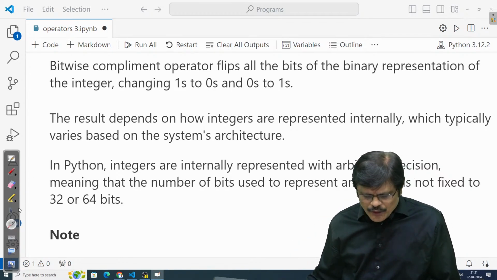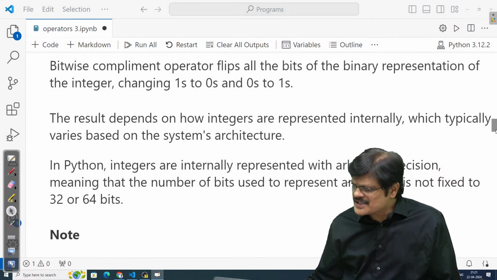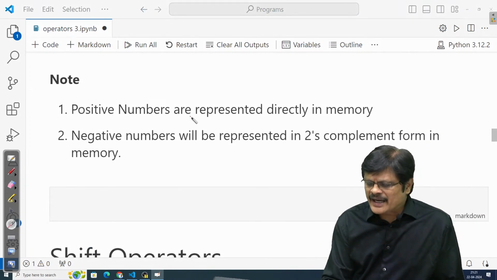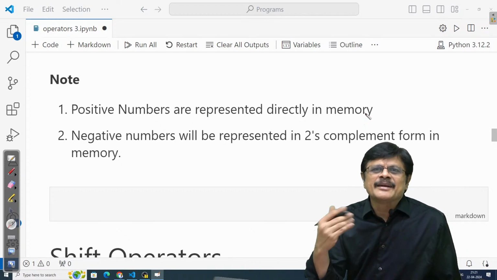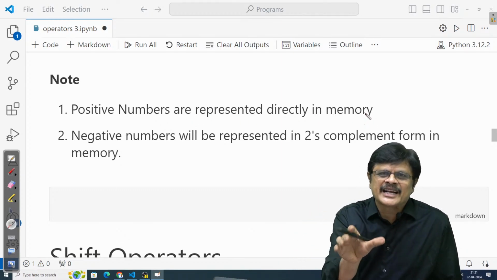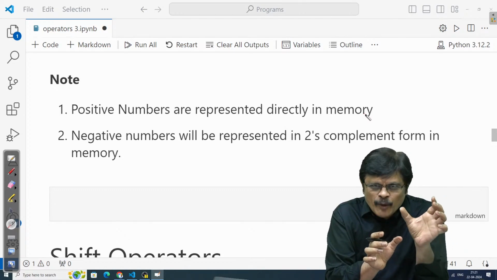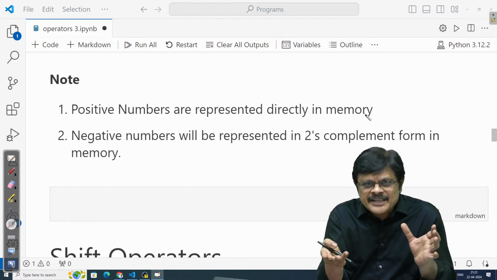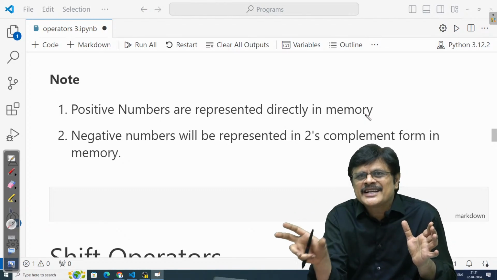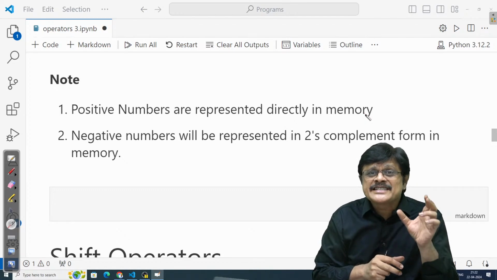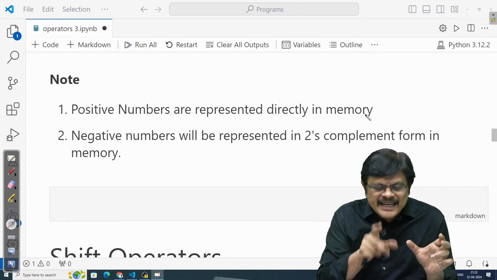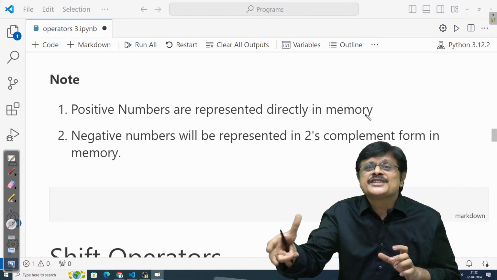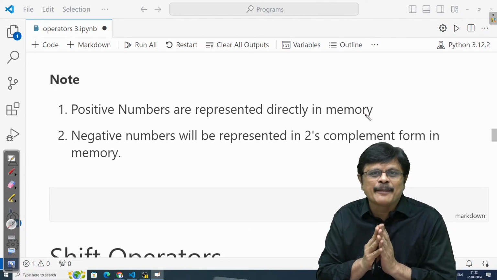Let us try to understand with examples. And please note, positive numbers are represented directly in the memory. That is, if it is a positive number, directly take the binary representation, and that binary representation is directly stored in the memory. Whereas if it is a negative number, its 2's complement representation is stored in the memory. This point is very, very important, my dear friends.